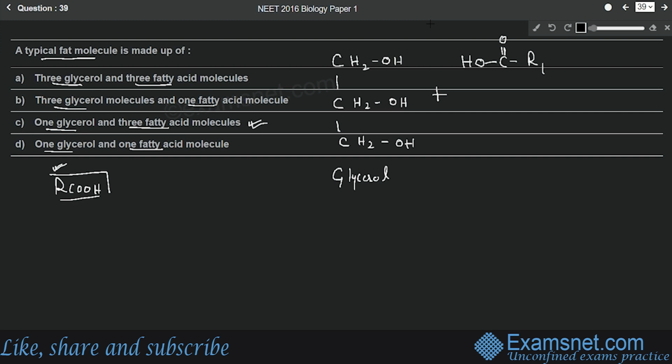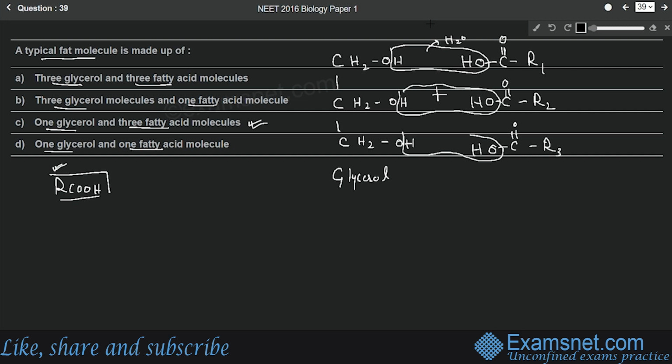So let's write R1 here. Here R2, C double bond OH. This is another fatty acid. And then the third fatty acid, R3, C double bond OH. Okay. Now how will the reaction take place? So hydrogen from glycerol and OH from fatty acid will be removed as water molecule. Similarly, here also one water molecule will be removed, and in this also one water molecule will be removed.